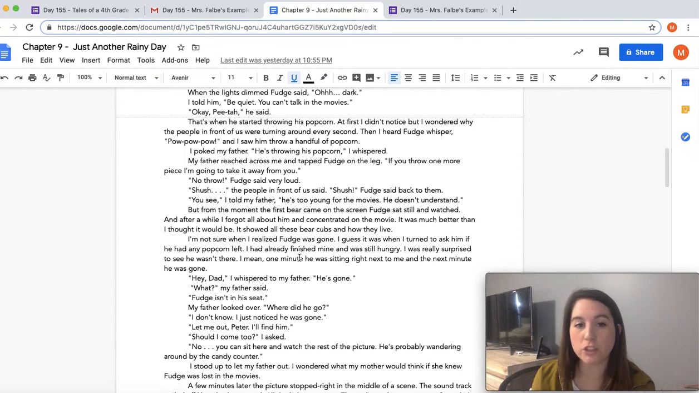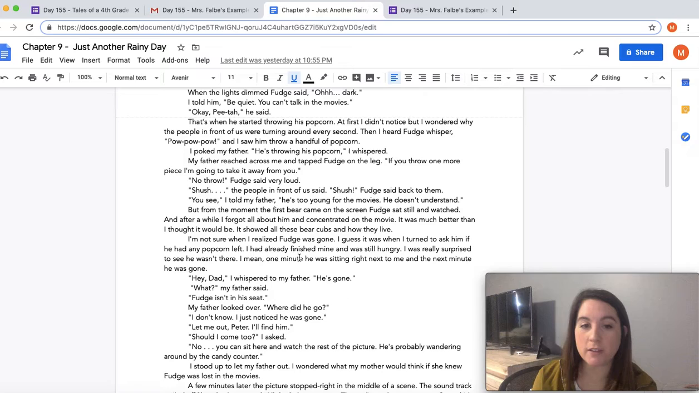My father reached across me and tapped Fudge on the leg. "If you throw one more piece, I'm going to take it away from you." "No throw," Fudge said very loud. "Shh," the people in front of us said. "Shh," Fudge said back to them. "You see," I told my father, "he's too young for the movies. He doesn't understand."